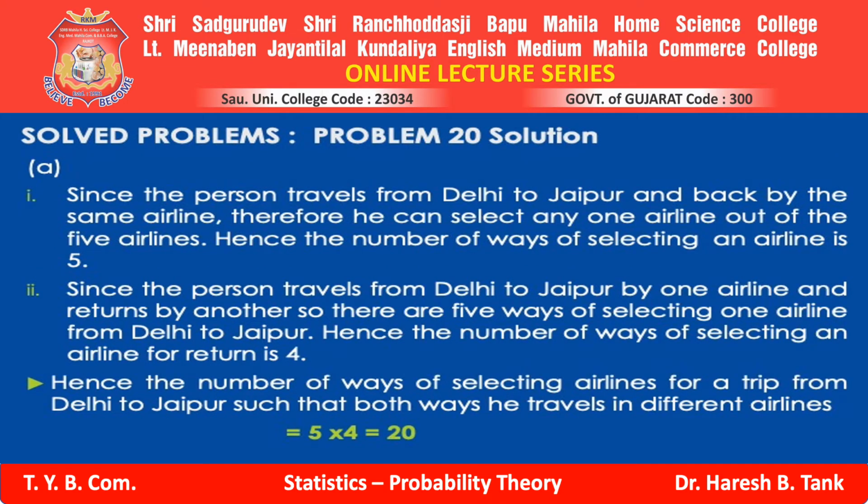First, since the person travels from Delhi to Jaipur and back by the same airline, he can select any one airline out of 5 airlines, and the number of ways of selecting an airline is 5.